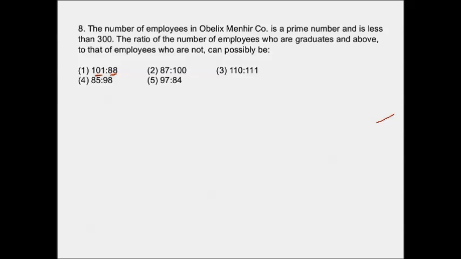So in the first option, 101 plus 88 is 189, which is a multiple of 9, not a prime number. Second option is 87 plus 100, which is 187, a multiple of 17, not a prime number. Third option is 110 plus 111, which is 221, which is 13 into 17, again not a prime. Next is 85 plus 98, which is 183, which is divisible by 3. So again not a prime number. So the only possible one is 97 to 84, because they add up to 181, which is actually a prime number. So this time my answer would be option 5. It just requires simple knowledge of how to check whether a number is prime and whether a number is composite.